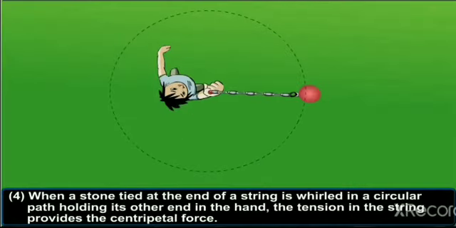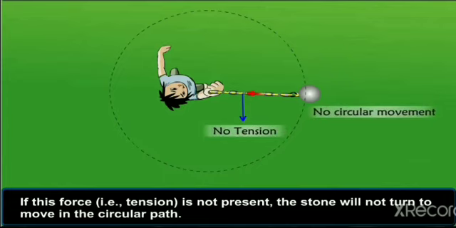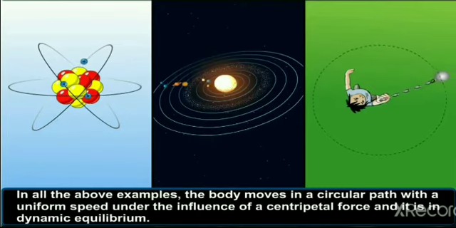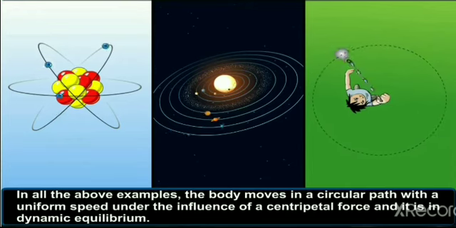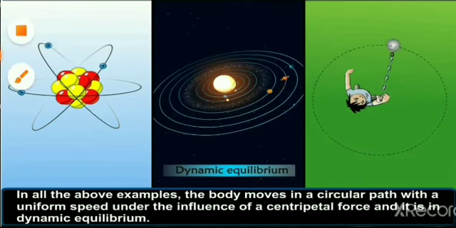4. When a stone tied at the end of a string is whirled in a circular path holding its other end in the hand, the tension on the string provides the centripetal force. If this force, that is tension, is not present, the stone will not turn to move in the circular path. In all the above examples, the body moves in a circular path with a uniform speed under the influence of a centripetal force, and it is in dynamic equilibrium.